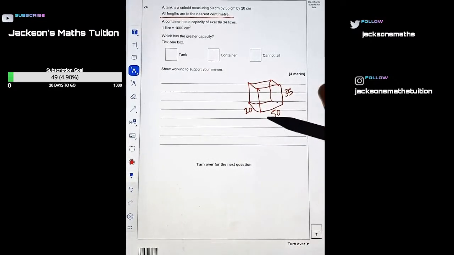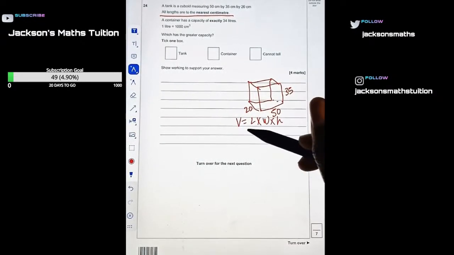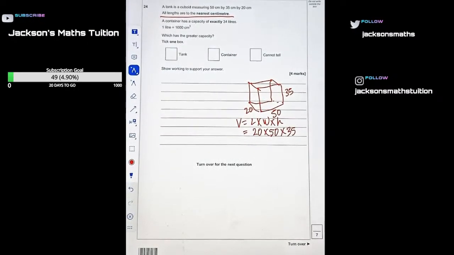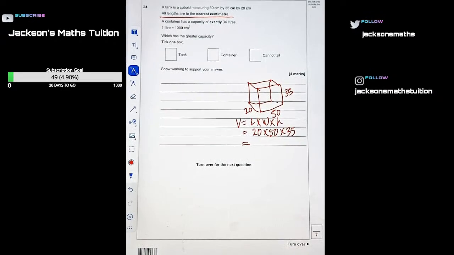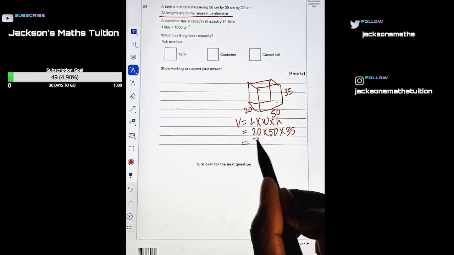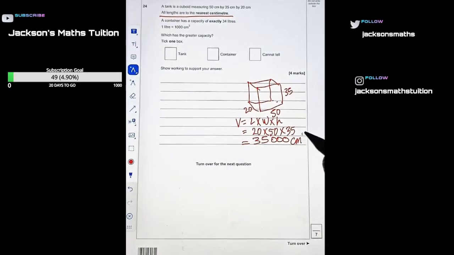So let's work out the volume using those rounded numbers. The volume is going to be length times width times the height. That's 20 times 50 times 35. It doesn't matter where you put the numbers, you still get the same answer. Multiplication is commutative. So when you do the volume for that, punch that on the calculator. And that's going to give you 35,000 centimeters cubed. So that's the volume of the cuboid.